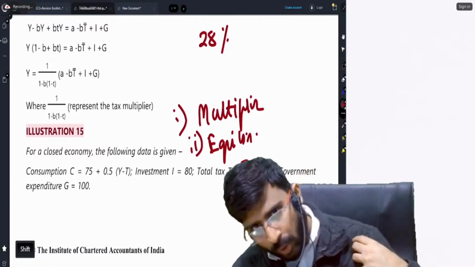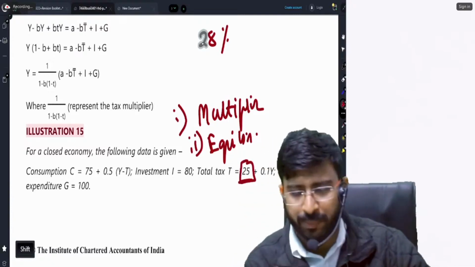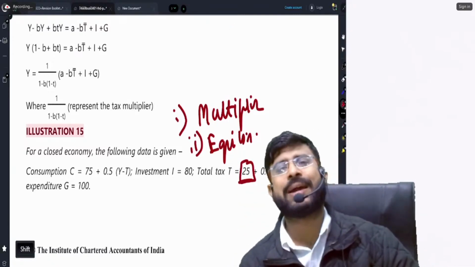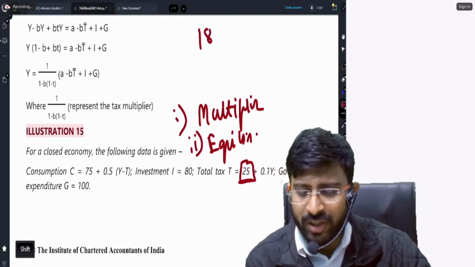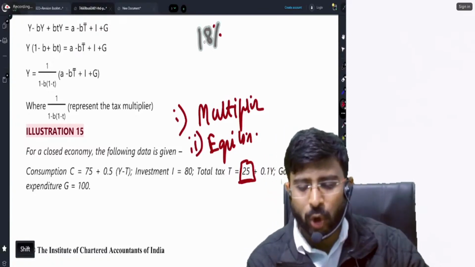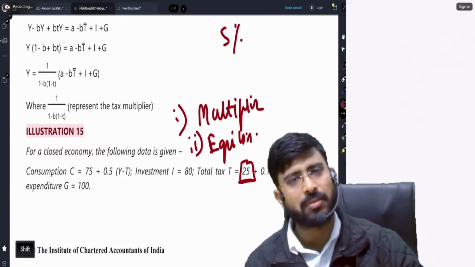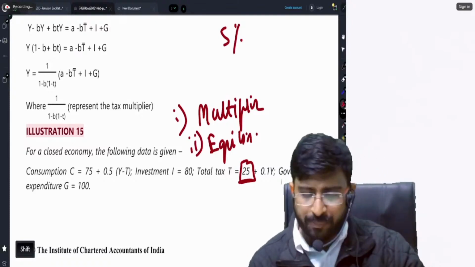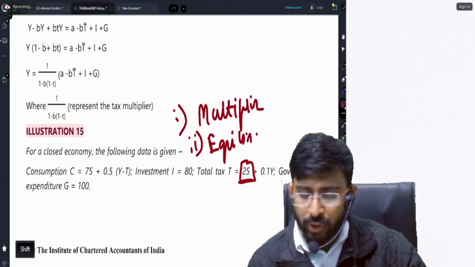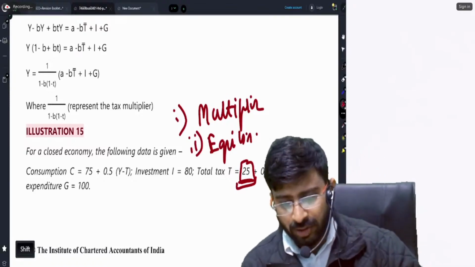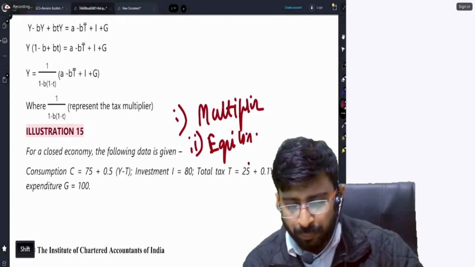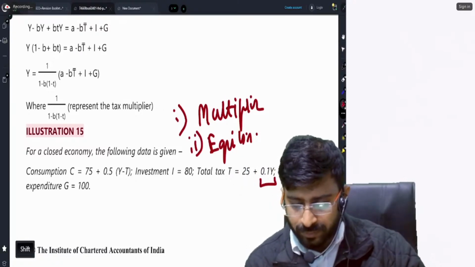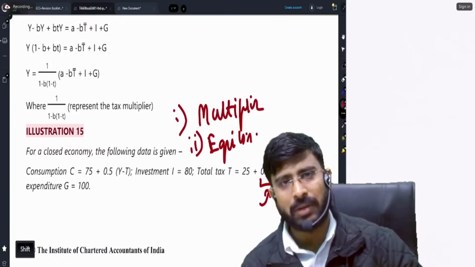So I am paying 28%. You will also have to pay 28%. Suppose I am buying certain goods or services on which 18% is chargeable. We go to a restaurant. Suppose 5% is chargeable. So I will also have to pay 5%. You also have to pay 5%. So this is the fixed component of tax. And this is the variable component of tax, which depends on the income level.